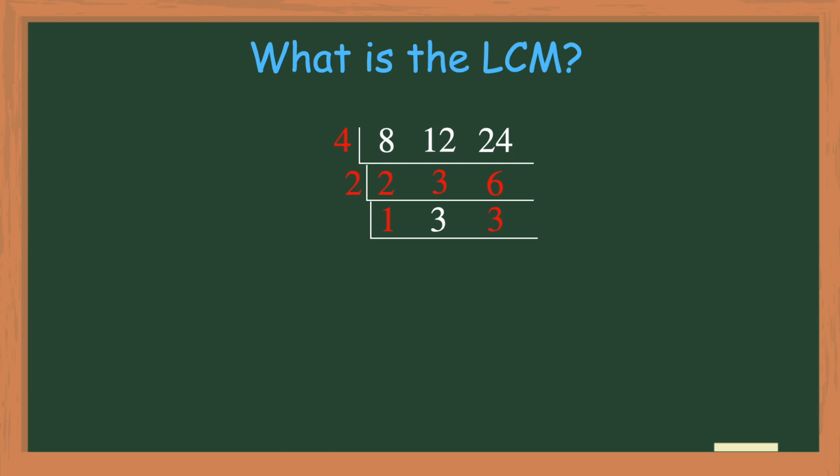Now here I see that 3 is another shared factor of these numbers. 3 does not divide into 1, so I just bring it down, and 3 divided by 3 is 1. Since all I have left are 1s, I am done factoring.